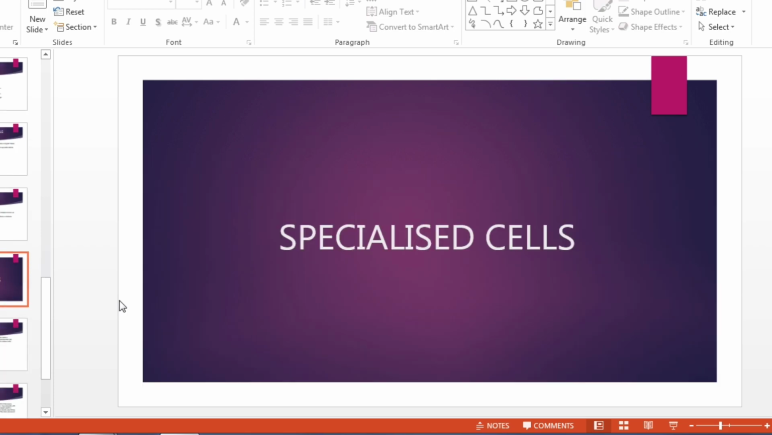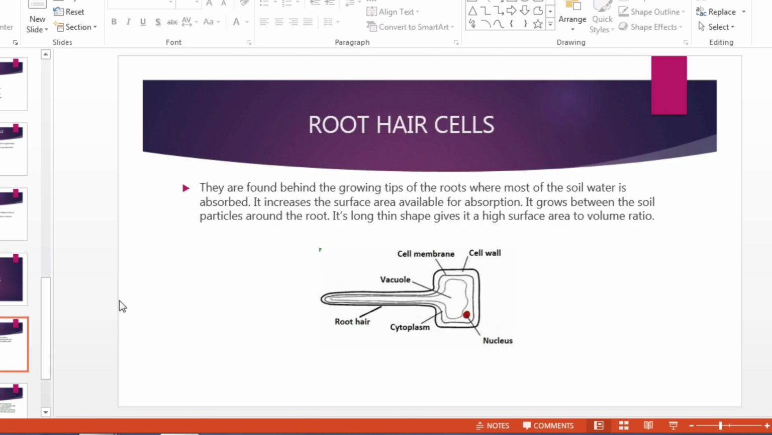Let's move on. Now the next topic is specialized cells. There are only three kinds of specialized cells involved in our syllabus, which are the root hair cell, the red blood cell, and the xylem vessels. So first comes the root hair cell.